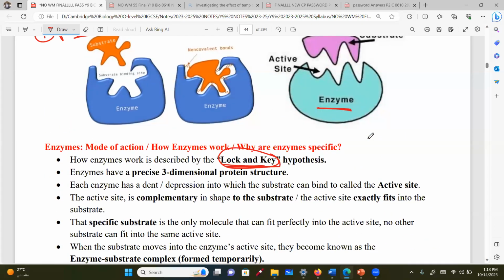If you get an essay question in paper 4 that asks you, how do the enzymes work? Or what is the lock and the key theory? You will simply say what we just said in the explanation, that the enzymes have a specific three-dimensional shape, and they have a specific active site.